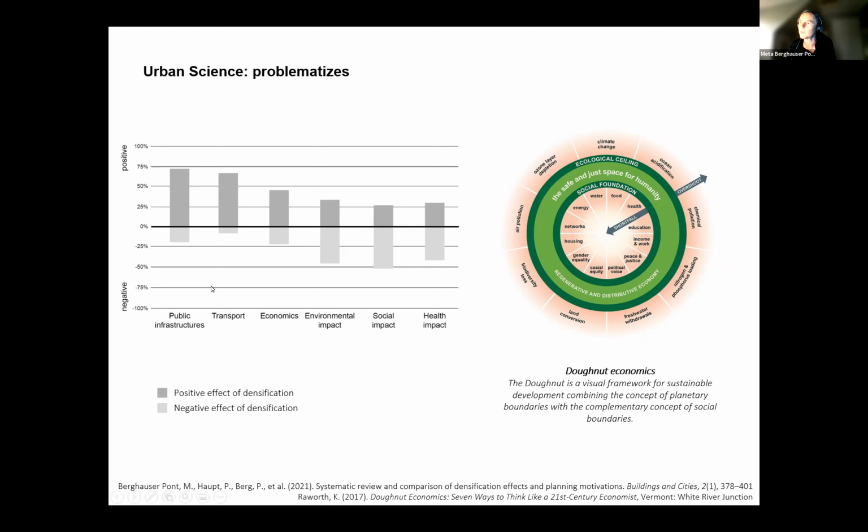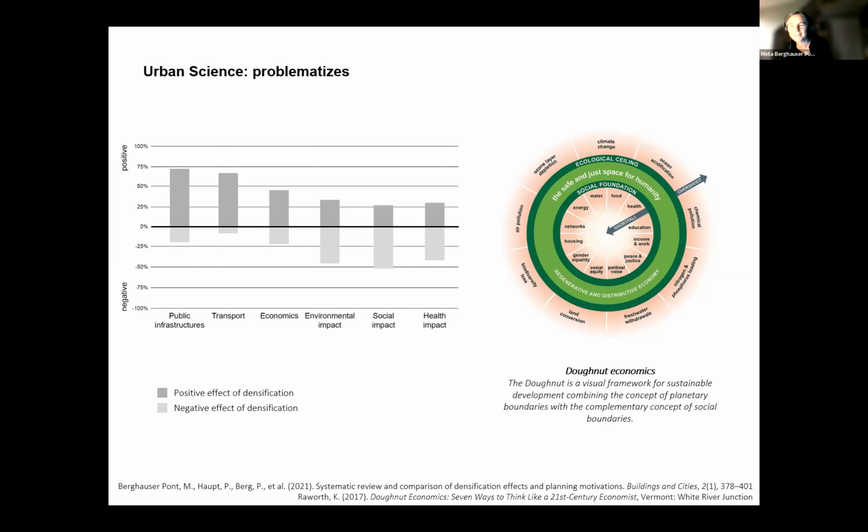But you see also in the systematic review, we showed that there are actually negative social impacts. There are negative health impacts. There are negative environmental impacts. So yes, transport is very positive, but there are also negative side effects.